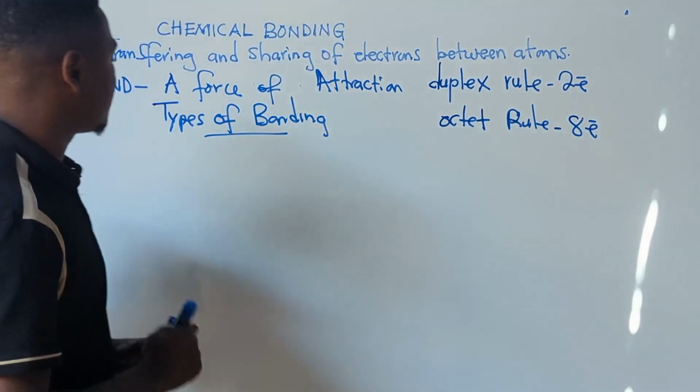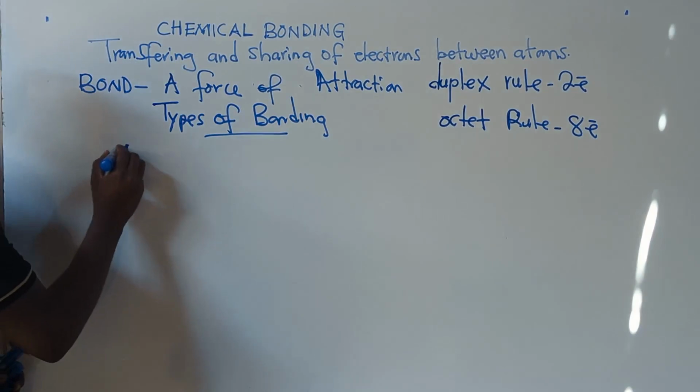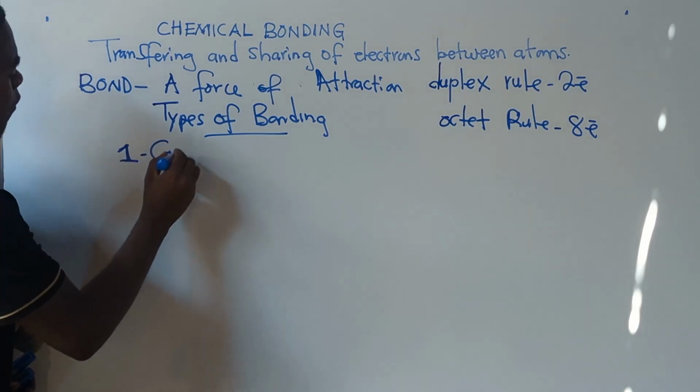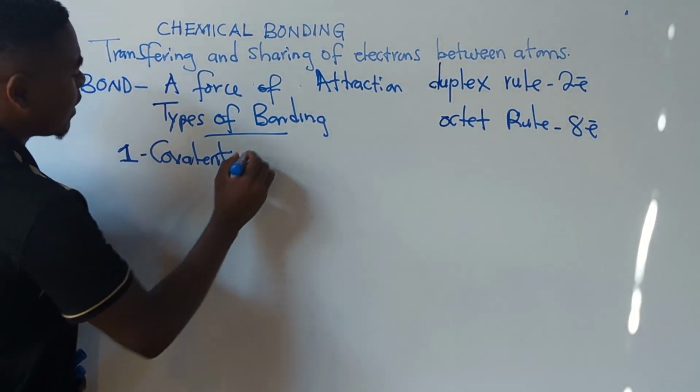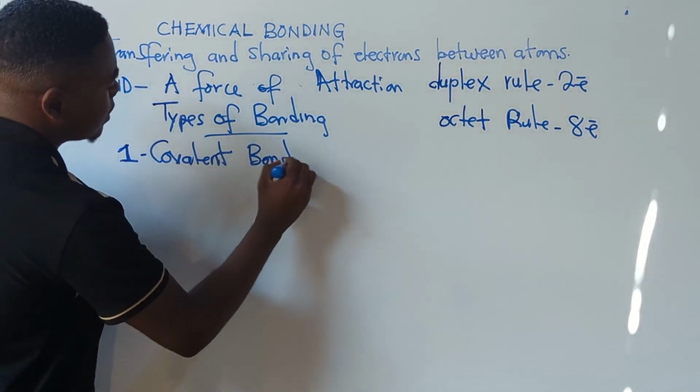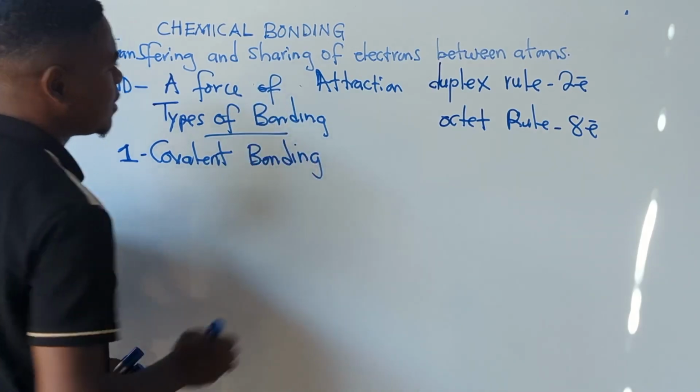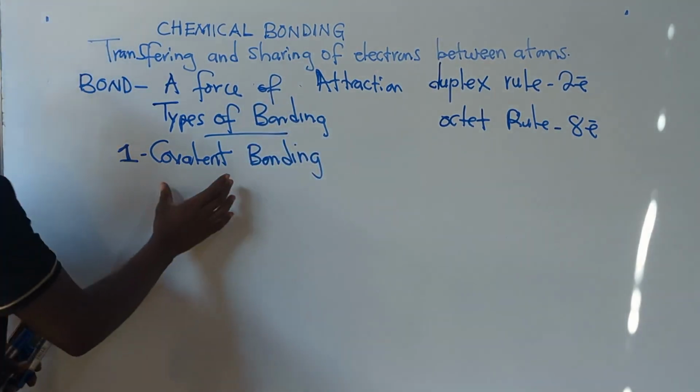So the first one that you are supposed to know is what we call covalent bonding. It is called covalent bonding. This is what you need to know and understand.